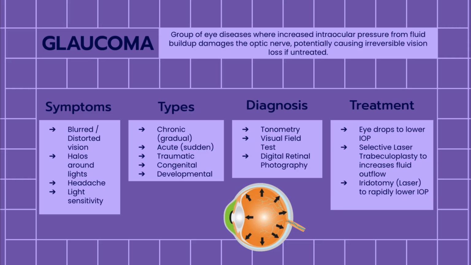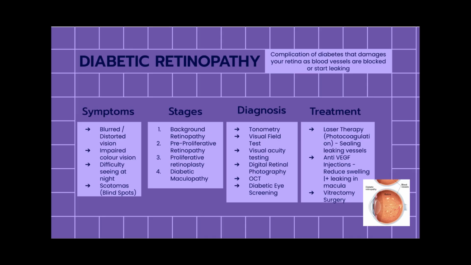Now let's talk about diabetic retinopathy. It is a complication of diabetes that damages your retina as your blood vessels become blocked or start leaking. The symptoms include blurred or distorted vision, impaired colour vision, difficulty seeing at night, and scotomas, also known as blind spots.